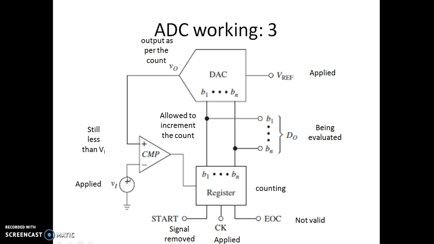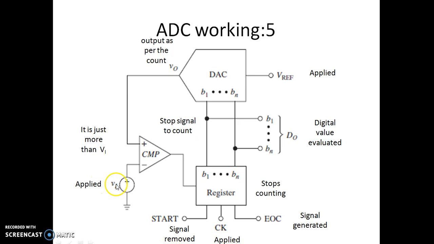Now let us see what happens next. You can see it is still working. The start signal is removed here. It is still not close to this Vi. As soon as it becomes equal, I can see now we are getting the output voltage. Now this V plus is just more than Vi. So why is it more than Vi?